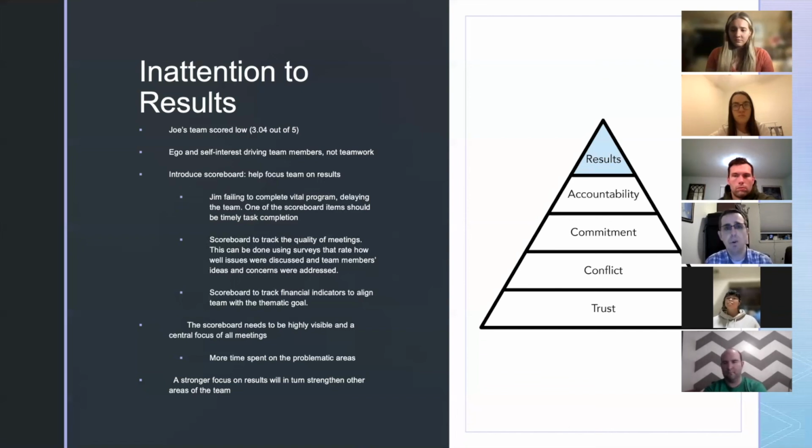And with a stronger focus on results, the team will begin to focus on holding each other accountable, committing to teamwork, engaging in productive conflict, since the results actually matter, and ultimately trusting each other to work in the best interest of the company. Now I'll throw it back to Holly for the discussion on the handout.